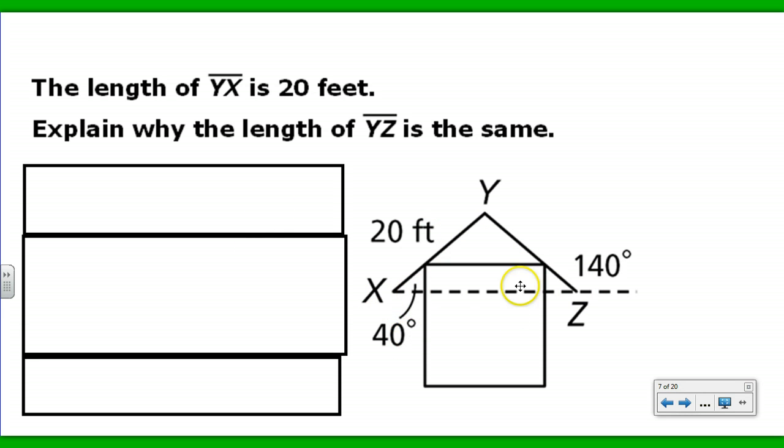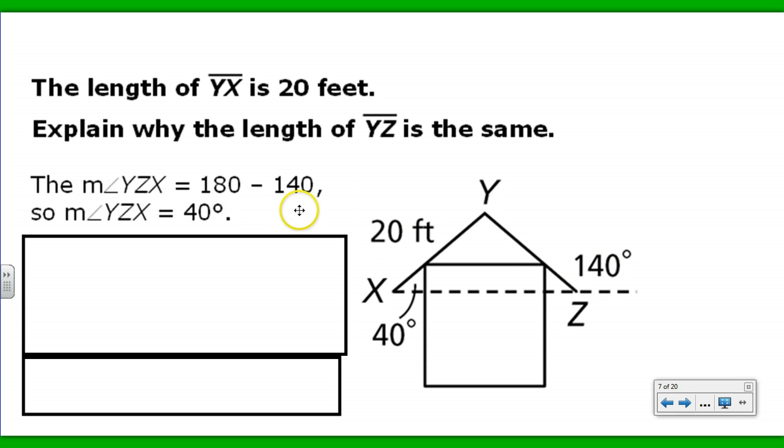All right, if you're back, we know that this angle we can call X is 40 degrees. And we know that this kind of exterior angle is 140 degrees. So what does that tell us about this interior angle Z, interior to this triangle? It tells us that it forms a linear pair with this 140 degree angle, right? So we can say that this angle YZX is 40 degrees.